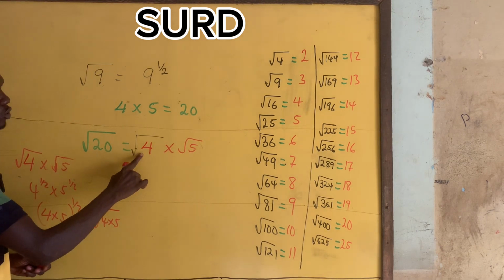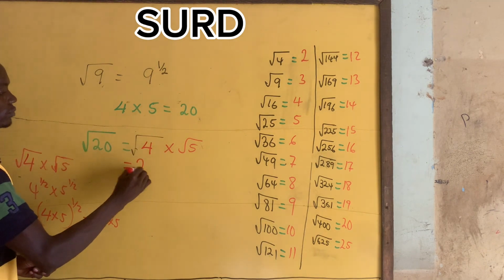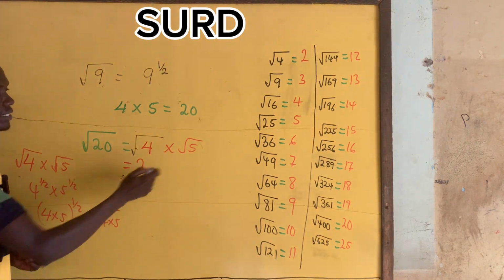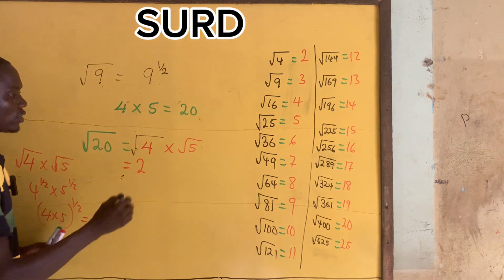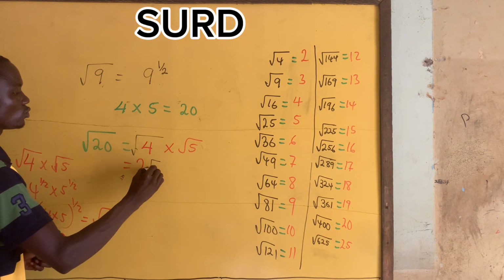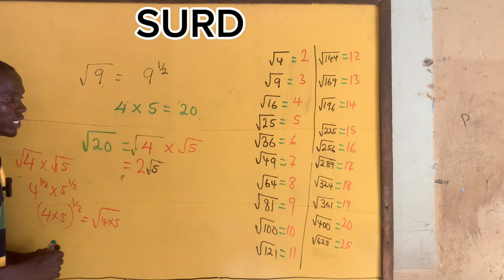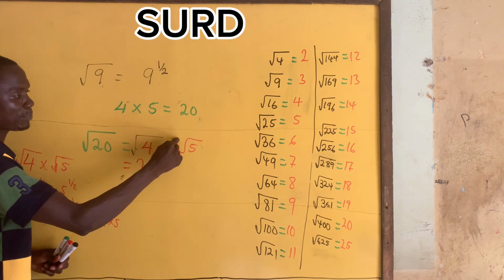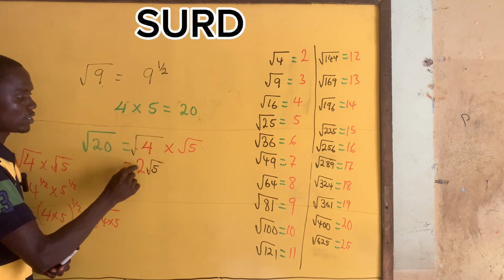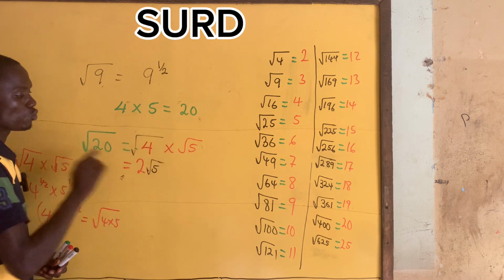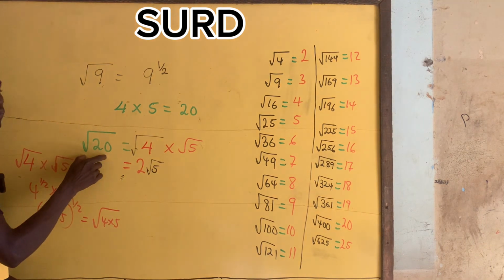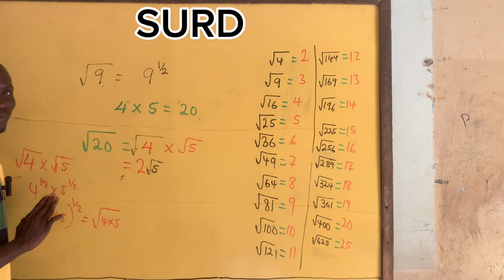So here the square root of 4 is 2. But 5 is not a perfect square, so we leave the 5 under the square root in a very simple way. So this 2 will multiply the coefficient, that is 1 here. So 2 times 1 will give us 2. So square root of 20 is 2 root 5.